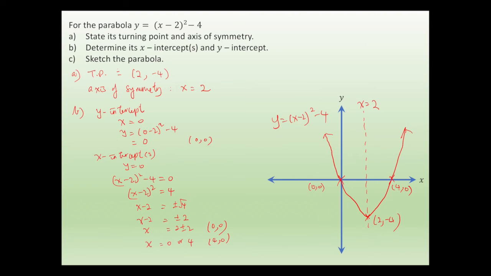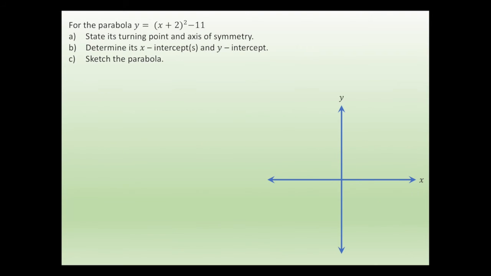Right? So for the next one, I would like you to pause this video and try doing this. Pause the video for a while, sketch the parabola, and then compare your answer to mine. Alright, the turning point is (-2, -11). And then the axis of symmetry is actually x equals minus 2. Part B, the y-intercept.